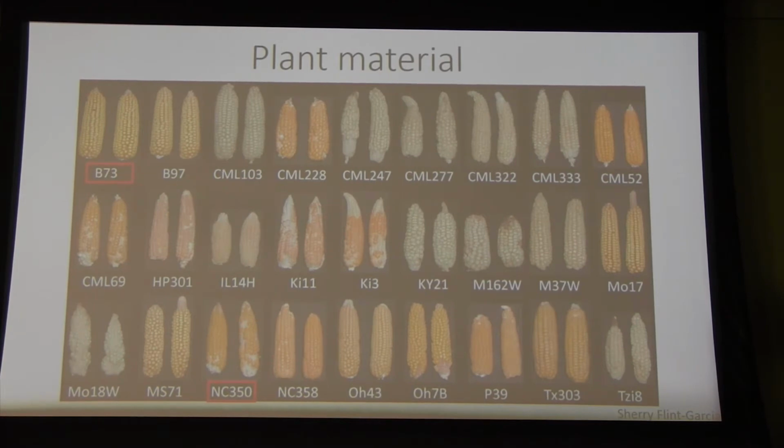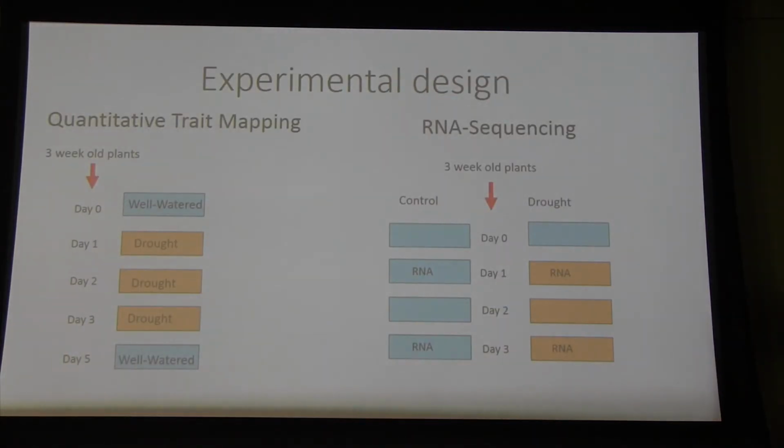And so the plant material that I used for my experiments was taken from the maize nested association mapping population. And the lines that you see up on your screen are the founders of this population. So there's 27 inbred corn lines from around the world that sort of represent the diversity of maize as best as you can with 27 lines. And then you see the two that are highlighted in red were the parents for the mapping population for that portion of my experiment. And so I conducted two separate experiments.